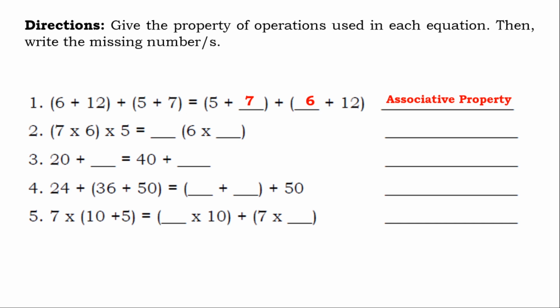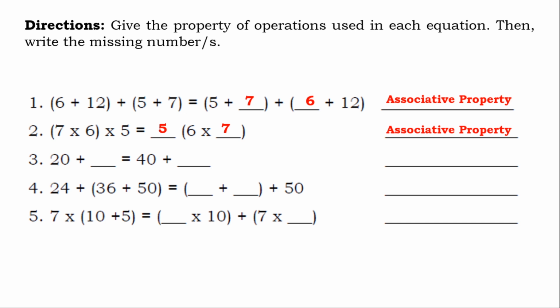Number 2, 7 times 6 times 5 equals blank times 6 times blank. So what is the missing number? The missing numbers are 5 and 7. So the property of operations used is the associative property.